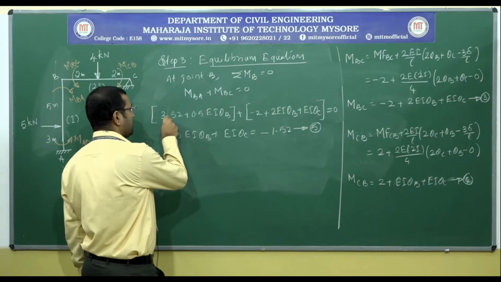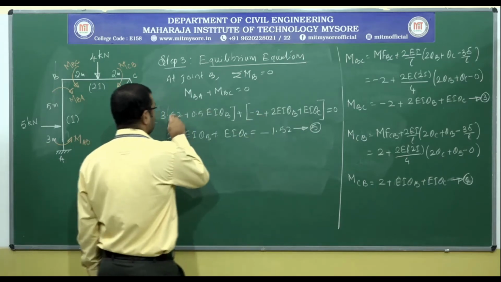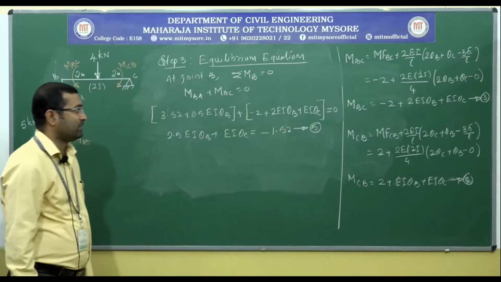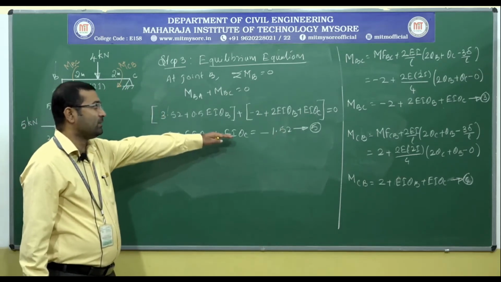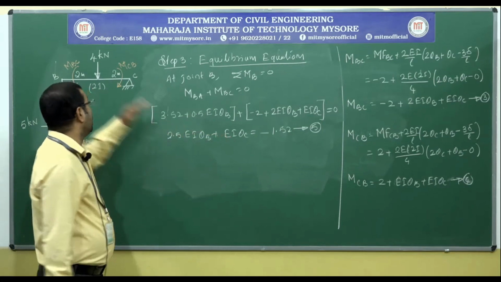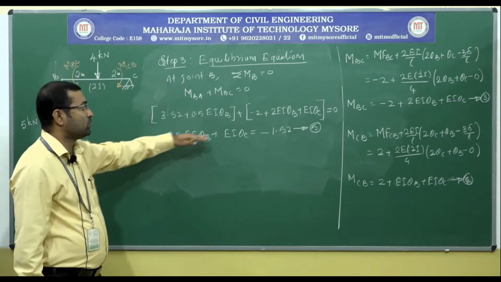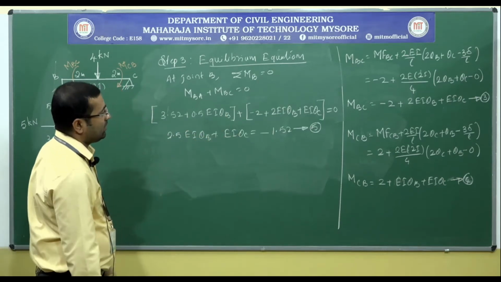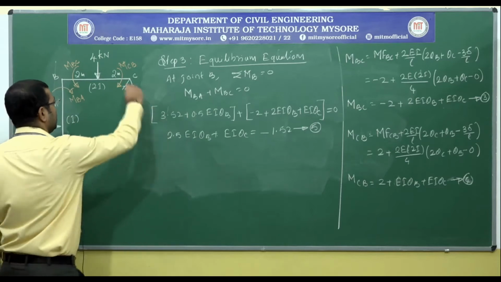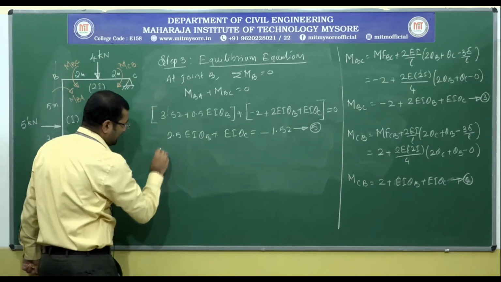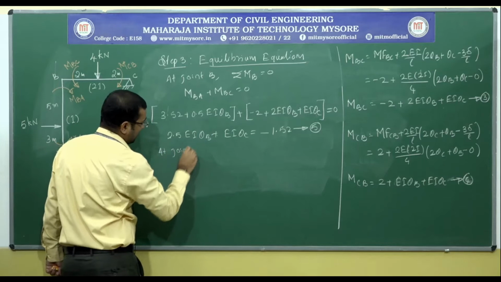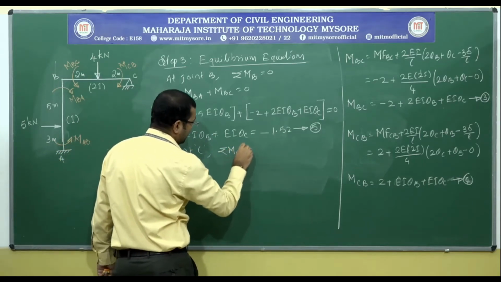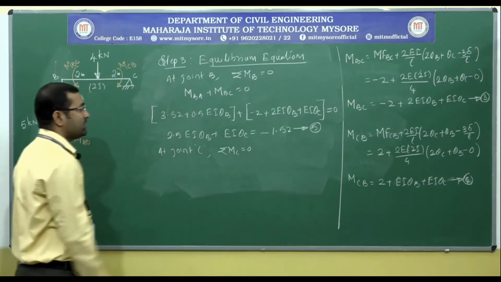So, we have plus 3.52 minus 2, it will become plus 1.52. If I take it to the other side, it will become minus 1.52. So, this is the joint equilibrium condition at B, which has two variables, theta B and theta C. Now, I have to write one more equilibrium condition at joint C, that is, at joint C, the algebraic sum of moments at joint C must be equal to 0.